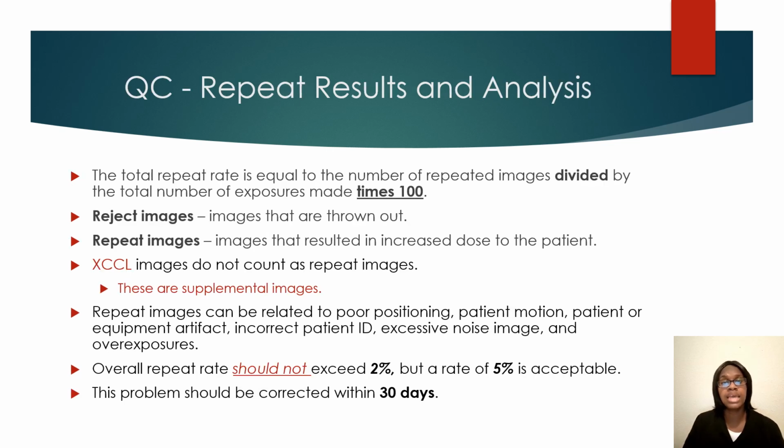So, repeat results and analysis. The total repeat rate is equal to the number of repeated images divided by the total number of exposures made, times 100. Reject images are the images that are thrown out. Repeat images are the images that resulted in increased dose to the patient. The XCCL images do not count as repeated images because these are images that are sometimes needed, especially supplemental ones, if we did not get enough breast tissue on the CC.